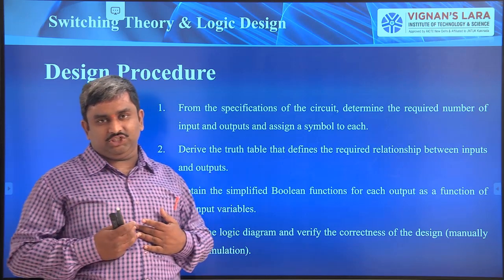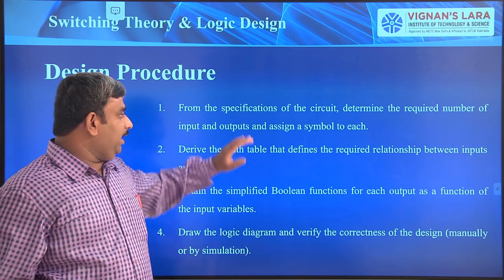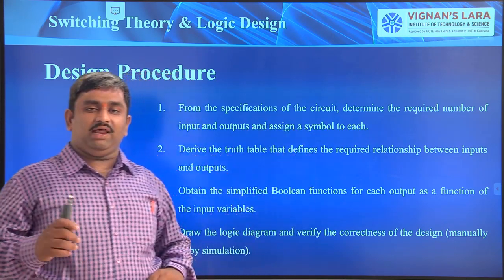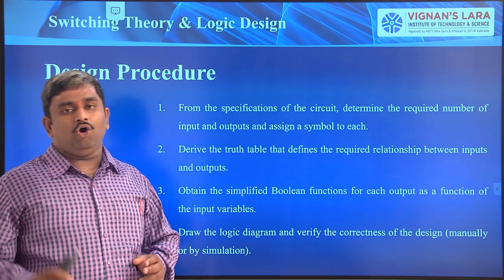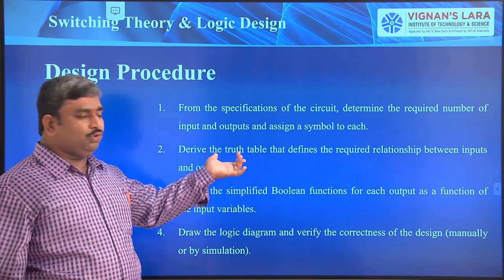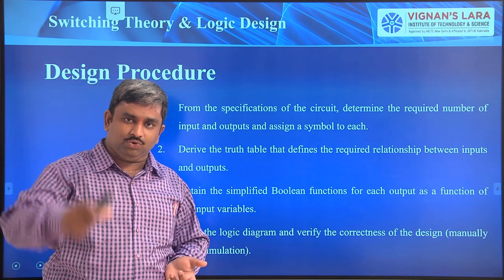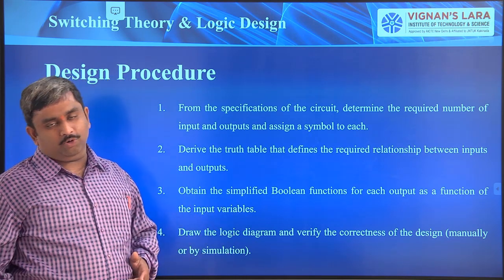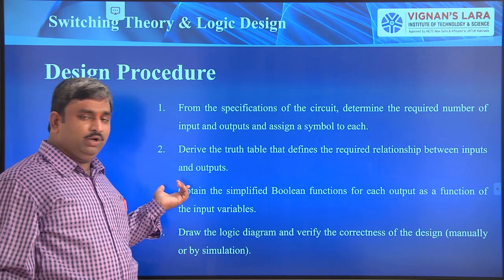These are the specifications for that engineer, and from that specification he will construct the circuit and analyze how many inputs are required and how many outputs are required. Like that he will plan. Next, derive the truth table. Then he will start deriving the truth tables and Boolean functions and the relationship between input and outputs. That is referred to as Boolean functions.